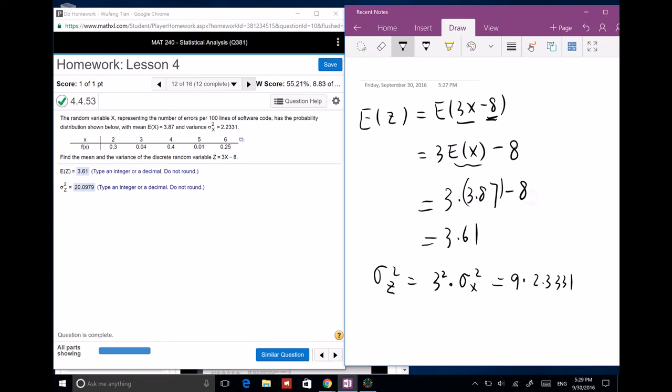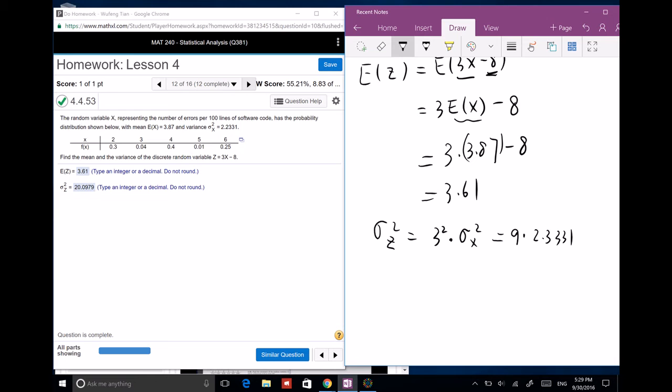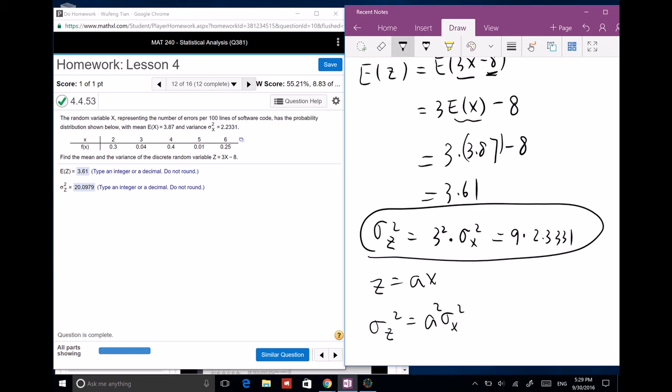2.3331. Okay, because the formula tells you if z equals ax plus by, then sigma z square equals a square sigma x square plus b square sigma y square plus 2ab sigma xy. So we don't have y, so you just have the ax, so it's a square sigma x square. So that's why we have just a 3 square times the sigma square, which is 20.0979. Next one.